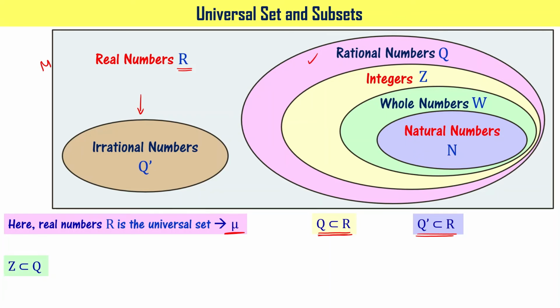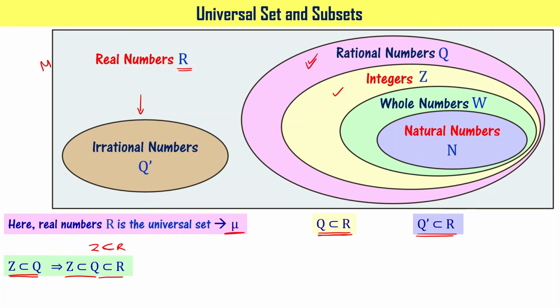You see, within rational numbers, integers are part of rational numbers, right? For that reason, I can write Z is a subset of Q. Z is a subset of Q and Q is a subset of R, or otherwise I can write Z is a subset of R also, right?